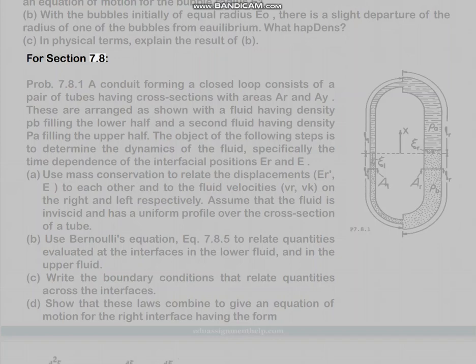For Section 7.8, Prob. 7.8.1: A conduit forming a closed loop consists of a pair of tubes having cross-sections with areas AR and AL. These are arranged as shown with a fluid having density rho b filling the lower half and a second fluid having density rho a filling the upper half. The object of the following steps is to determine the dynamics of the fluid, specifically the time dependence of the interfacial positions xi a and xi b.